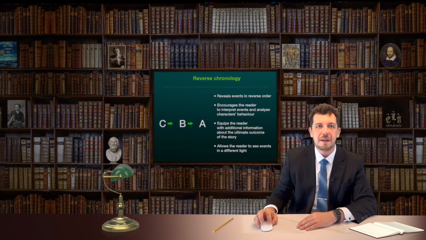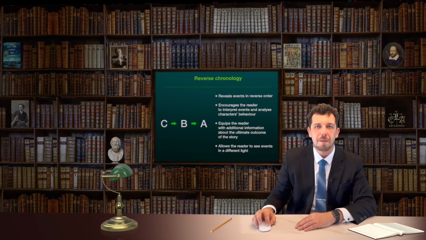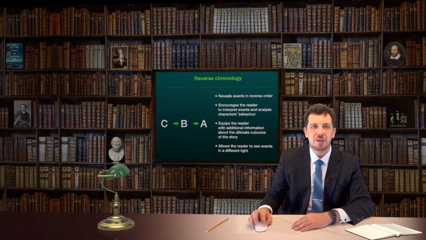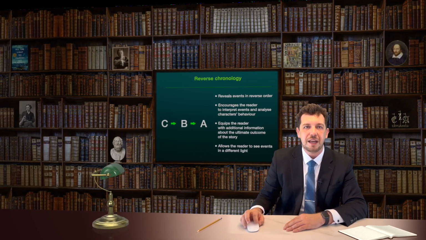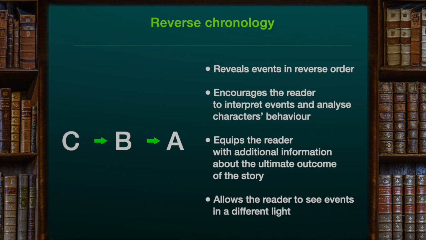Reverse chronology is a plot structure which presents the events of a story in reverse order. By revealing the outcome of the story first, the author encourages the reader to analyze their character's behavior from a different perspective. This structure often creates suspense, inviting the reader to find out how exactly the characters ended up in their current situation.